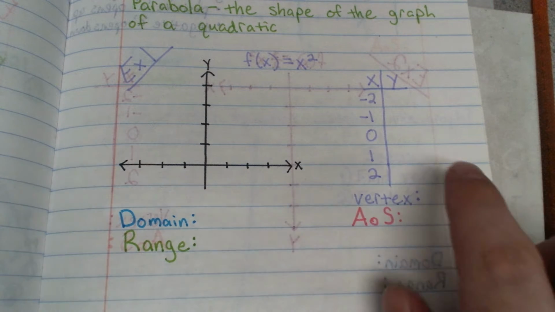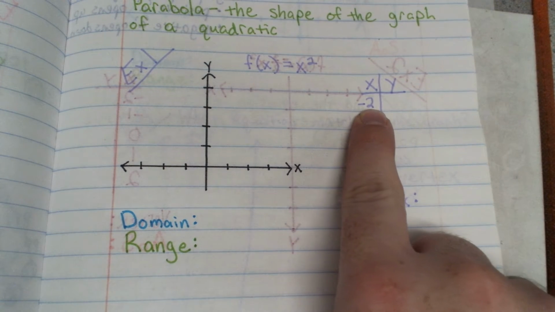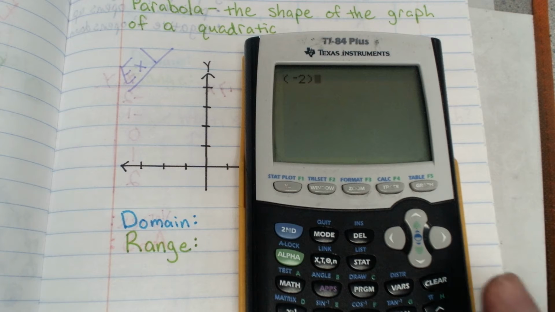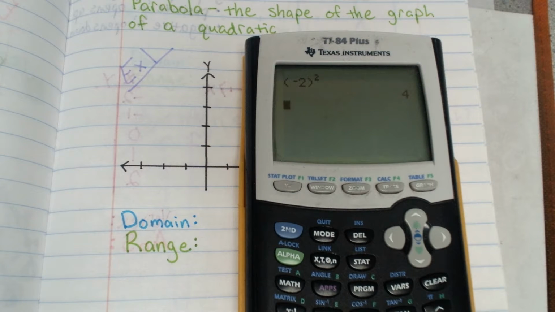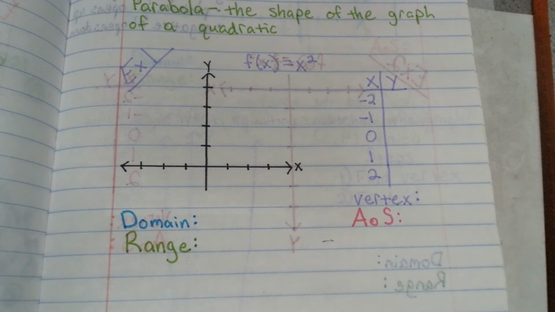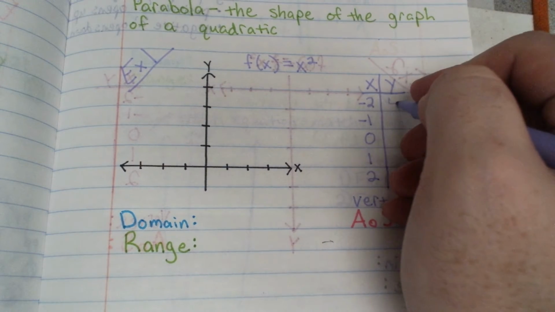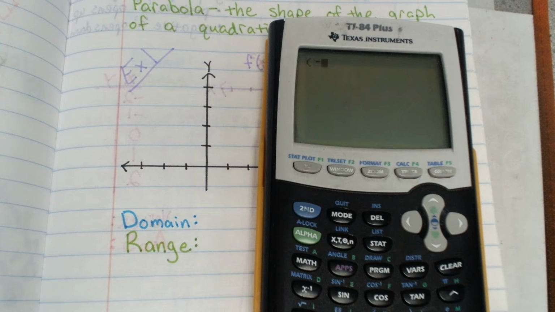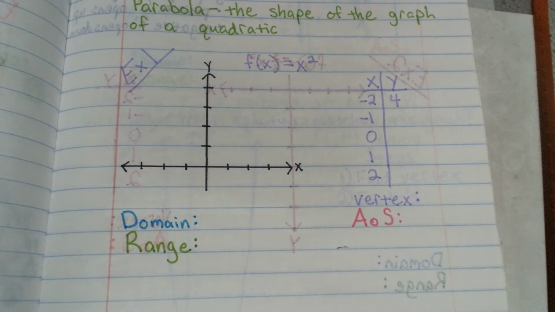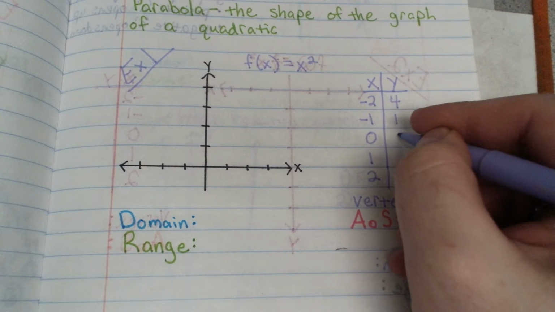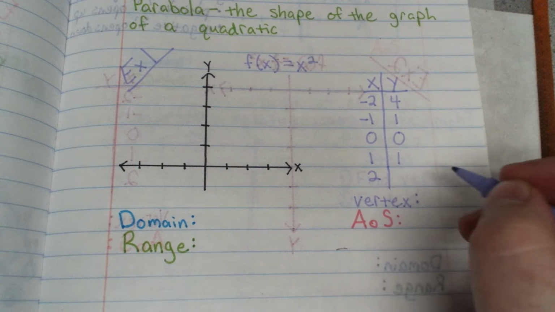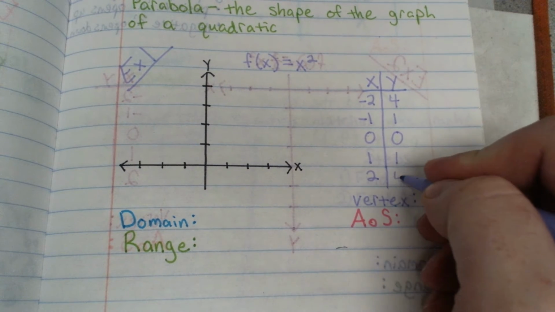So if we square -2, we might need to be careful about that by putting -2 in parentheses, and we square that. It is a +4. -1 squared is -1 times -1, so that should be a +1. 0 squared is 0. 1 squared is 1. 2 squared is 2 times 2, which is 4.